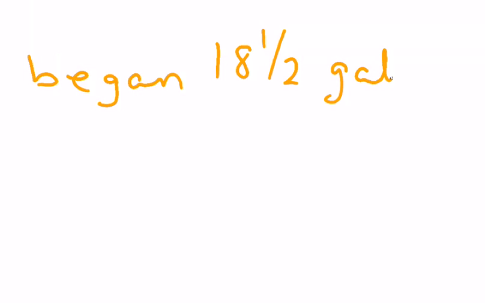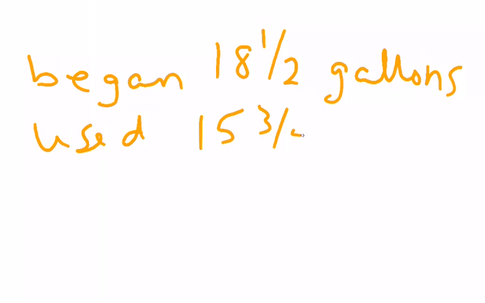The next example says Susan began a trip with 18.5 gallons of gas in the gas tank of her car. If she used 15 3/4 gallons on the trip, how many gallons did she have left when she finished the trip? Okay, so she began with 18.5 gallons of gas, and then she used 15 3/4 gallons.